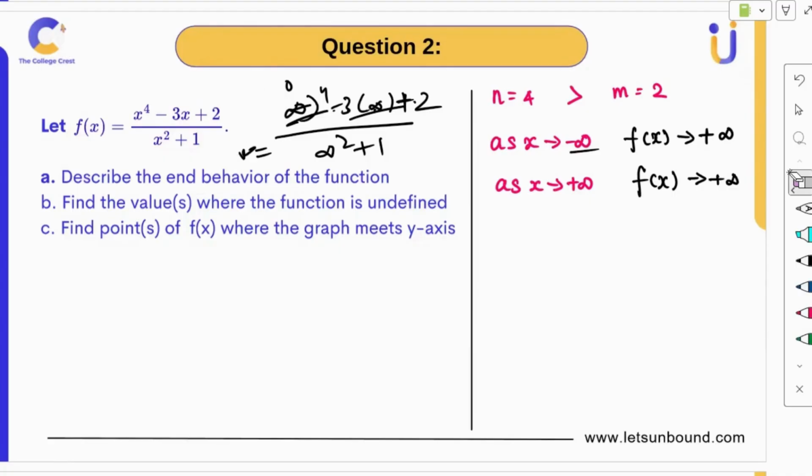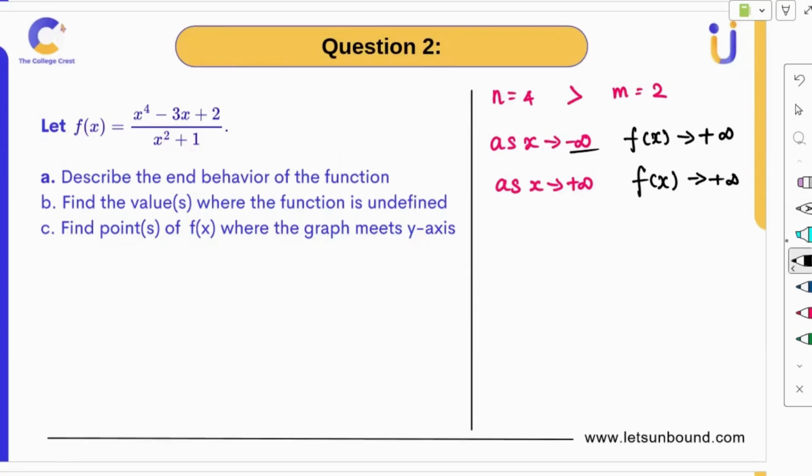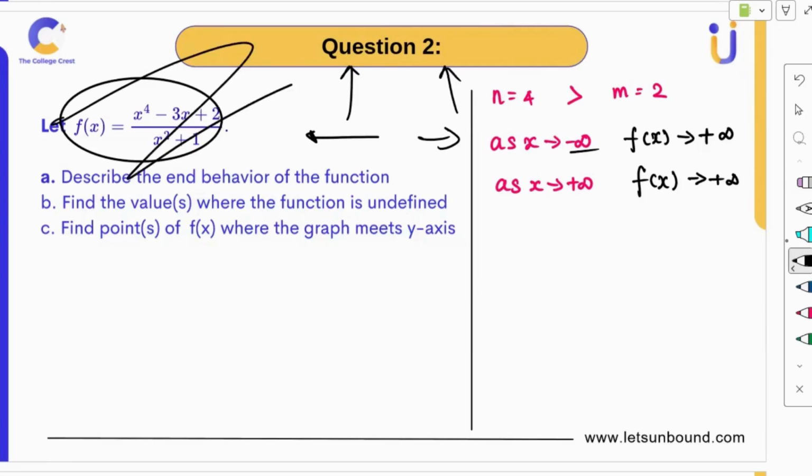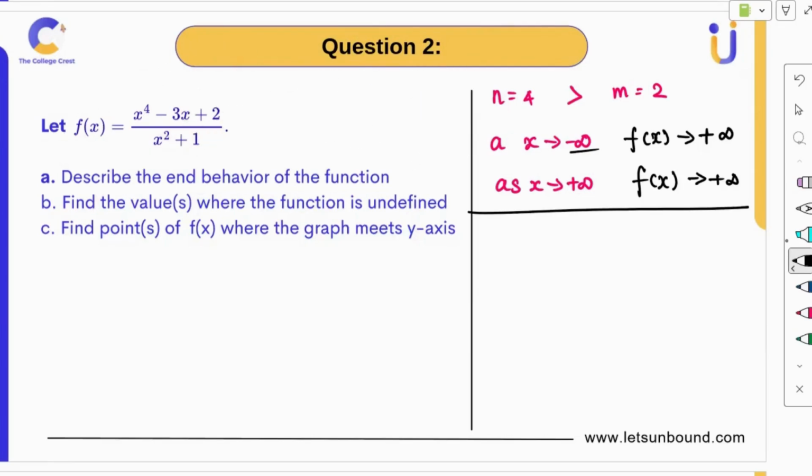Yes, if you wonder how this can be, you can quickly take Desmos and plug this in. You will see the end behavior. When x goes to minus infinity, your graph will be moving up. Plus infinity also, it will be moving up. Right? Now, this is the end behavior, and we complete part A. Now, part B, find the values where the function is undefined. Undefined means what?